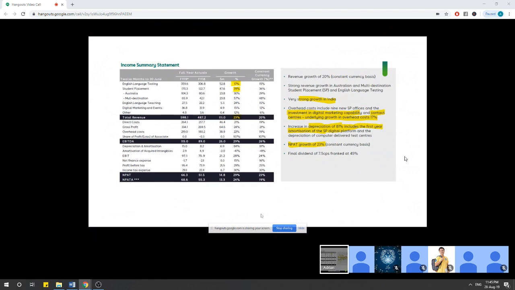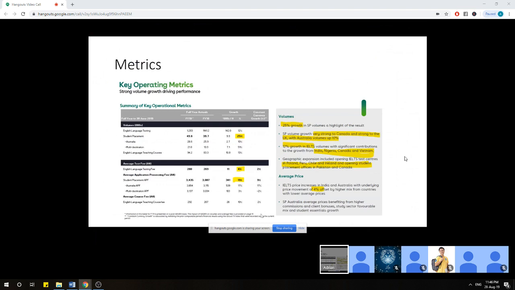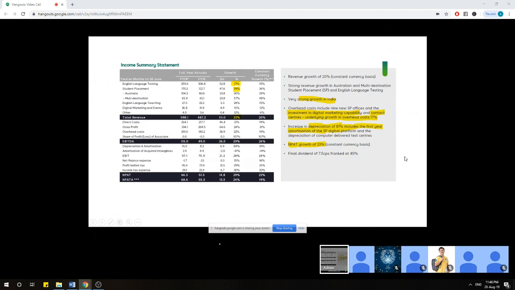You can see the result is scoring from English language testing and then student placement. Student placement result is accelerated, and English language testing is this, not to say slow down. What you can see here is that the growth from student placement is mostly from India, very strong growth in India. Overhead costs also increased because they quite aggressively invest in the so-called technology platform. As well as the test price has already increased, and the student placement processing price has also increased. Also, the dollar dropped, right? That's why you can see here the constant currency basis is only 22%.